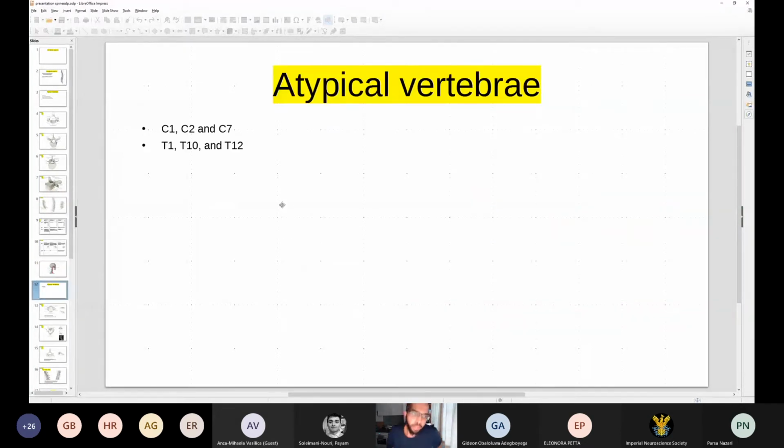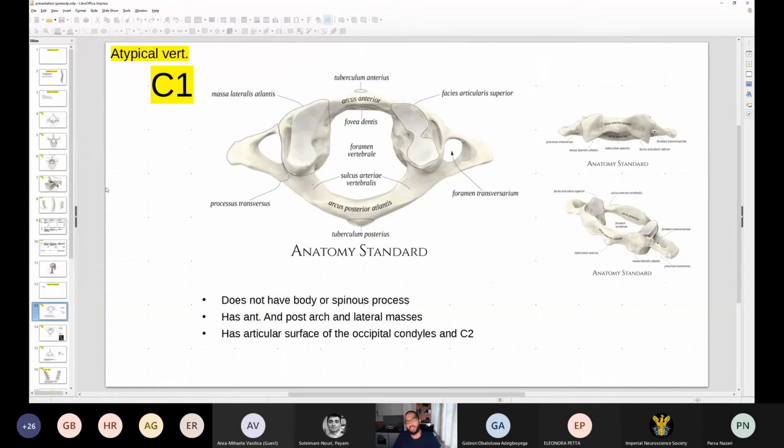Now let's talk a little bit about the atypical vertebrae. So we have C1, 2, and 7 in the cervical region, T1, 10, and 12 in the thoracic region. So this is C1, and C1 is also called atlas, and C2 is called the axis.